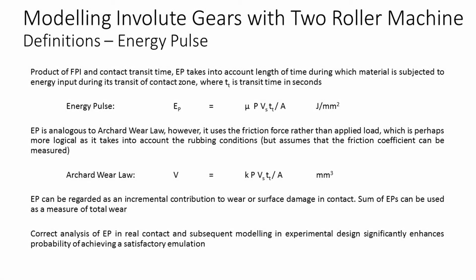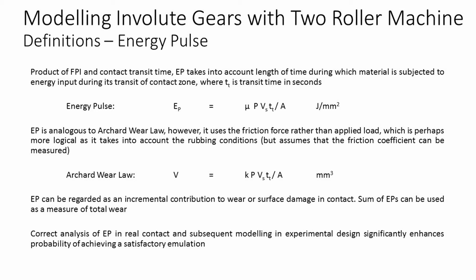The energy pulse, EP, is the product of the friction power intensity, the FPI, and the contact transit time. The EP, therefore, takes into account the length of time during which the material is subjected to energy input during its transit of the contact zone. The energy pulse is analogous to the Archard wear law. However, the energy pulse equation uses the friction force rather than the applied load. This is perhaps more logical as it takes into account the work done in the contact.